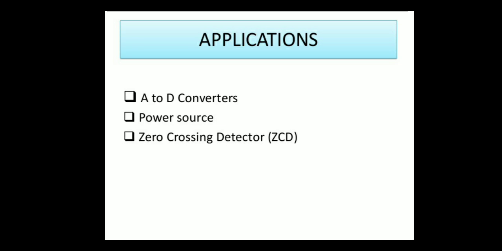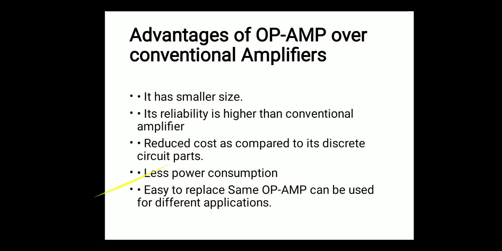Next is the applications. An op amp may be used for analog to digital converters, power source, zero crossing detector. Also we may use it for digital to analog converter, summer, differentiator, integrator, etc.